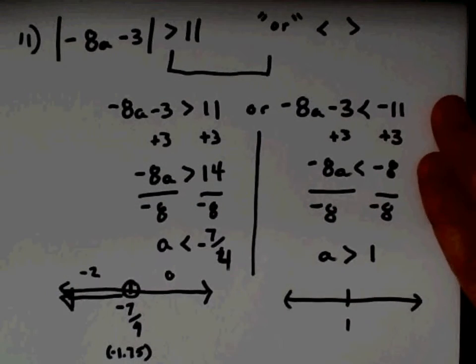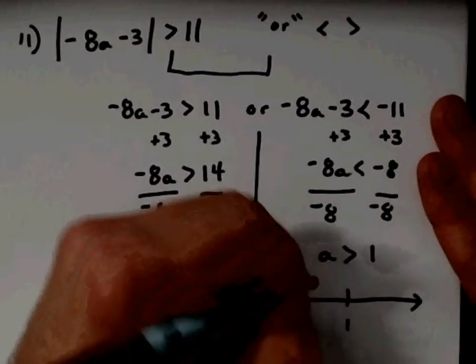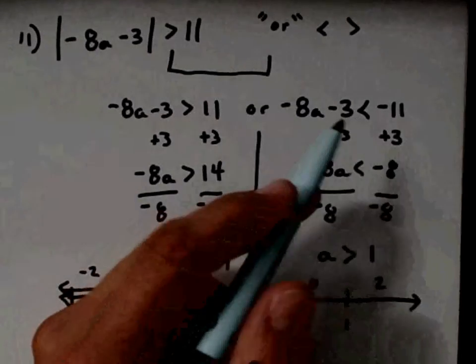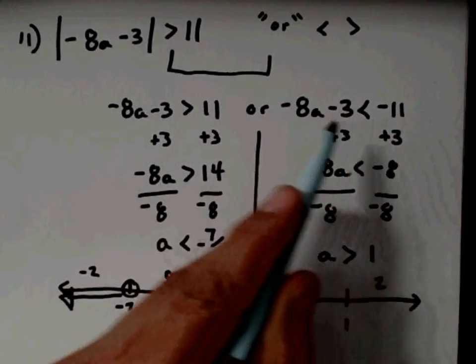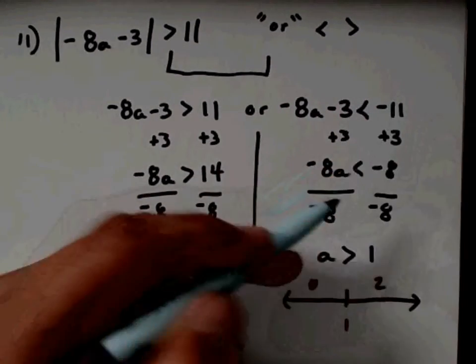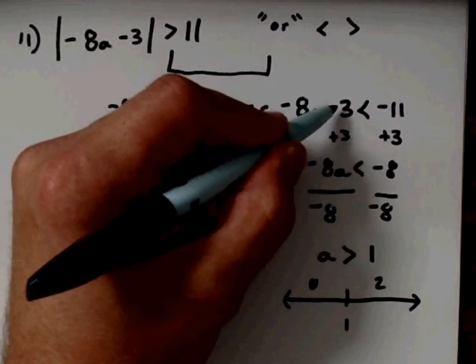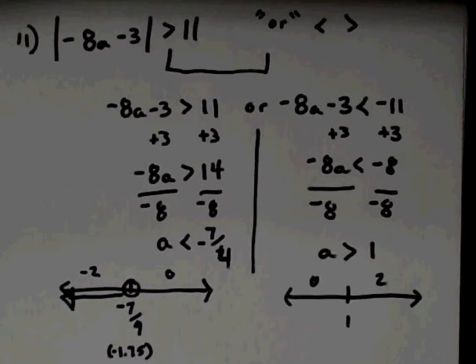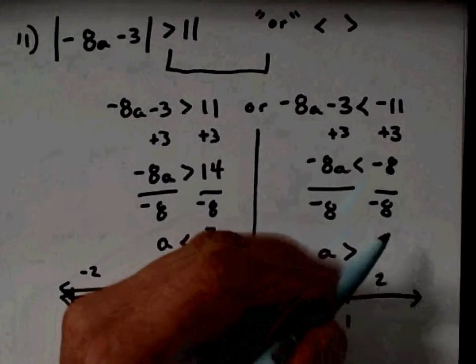So there's that there. The number to the left of 1 is 0. The number to the right of 1 is positive 2. Plug it back into the original right here, the one you solved with. So I'll plug 0 in there. That gives me negative 3. Is negative 3 less than negative 11? Yes. Or, no, it's greater than, all right?